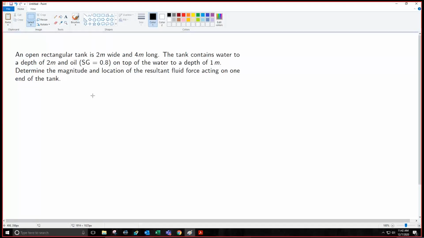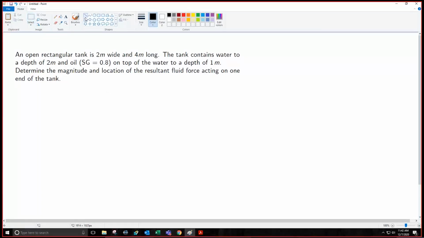So today in the problem, we have an open rectangular tank which is 2 meter wide and 4 meter long. The tank contains water to a depth of 2 meter and oil of specific gravity 0.8 on the top of the water to a depth of 1 meter. Determine the magnitude and location of the resultant fluid force acting on one end of the tank.